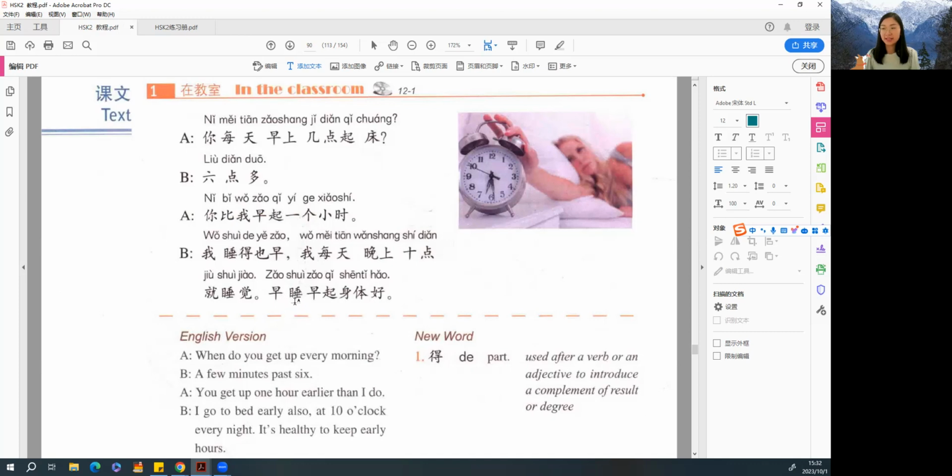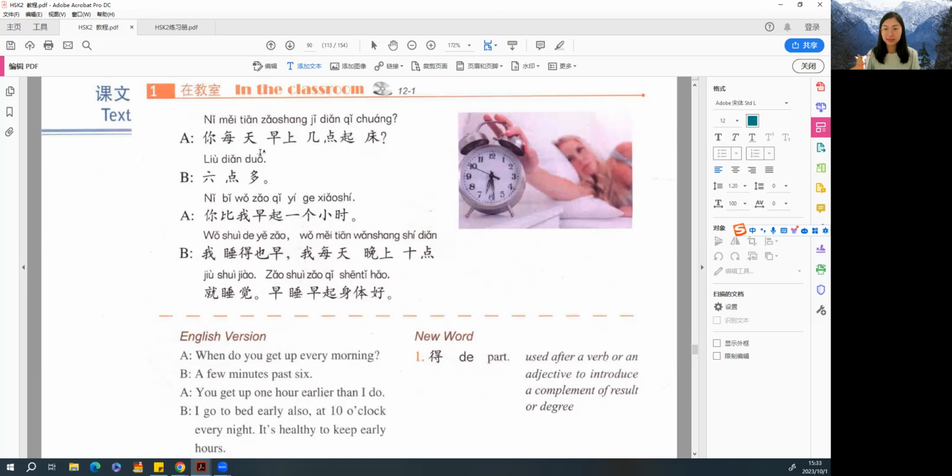早睡, sleep early. 起, this is the verb from 起床. So wake up early. 身体, your body will be fit. 身体好. So here we take a look. A is asking 几点, at what time, right? Asking a very specific wake up time.